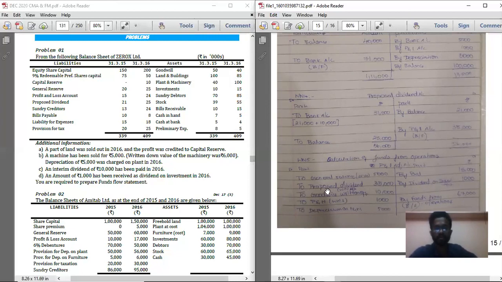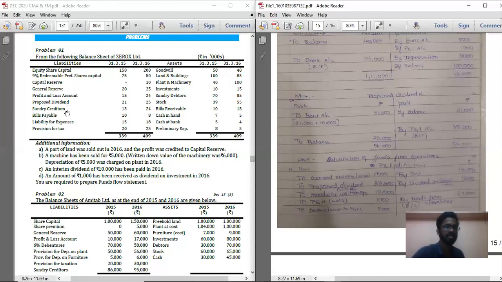P&L adjustment account, to proposed dividend, within bracket working note number 4. How much is the amount transferred from the P&L account? 35,000. So from the P&L account to proposed dividend, you are transferring 35,000. So in respect of that proposed dividend, on the debit side, record 35,000 in the amount column.